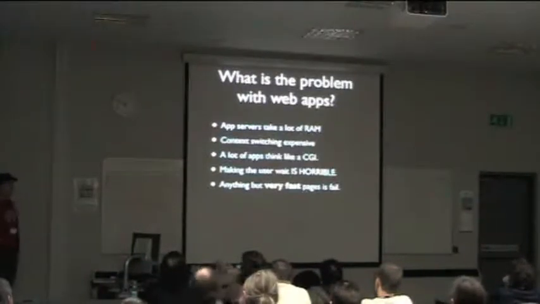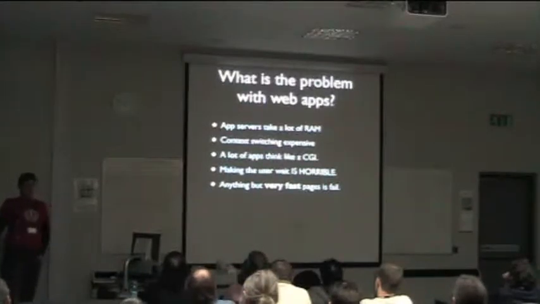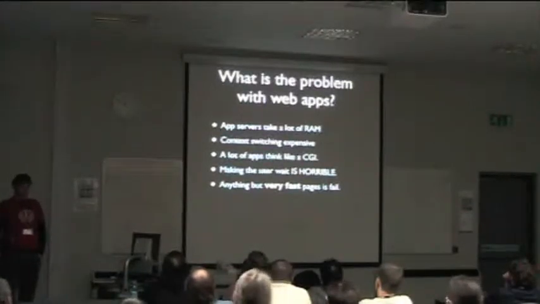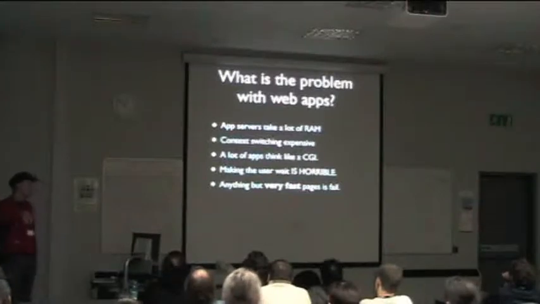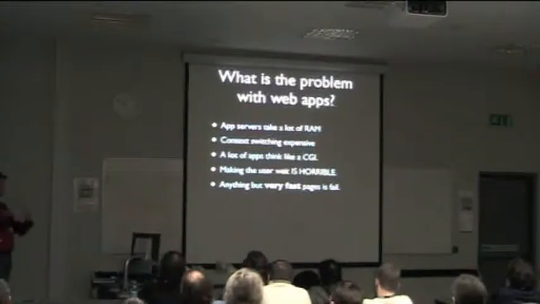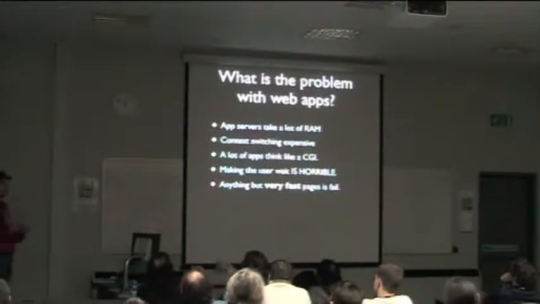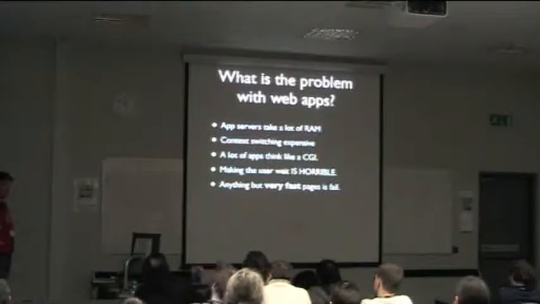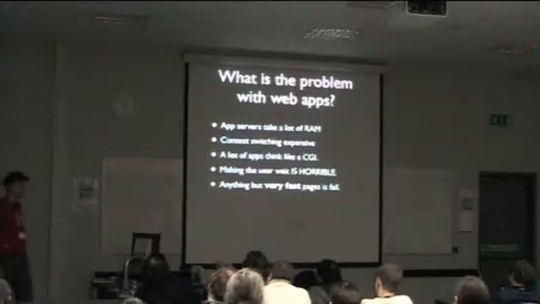Talking about web apps, the problem is that application servers take a lot of RAM. They're generally not small. As I said, context switching is very expensive, but most apps, even modern apps, are designed more like CGI. You have a Perl interpreter, it gets a request, does some processing, generates a page, and sends that back to the user, and you take a full Perl interpreter for every request. How many copies of Perl with all your stuff can you fit in RAM at once? The answer is not that many. Maybe a couple of hundred on a big machine, but still.